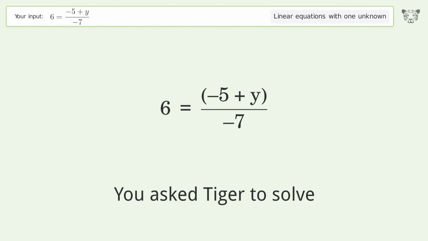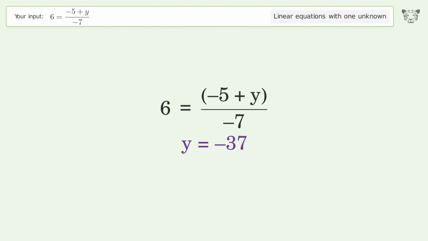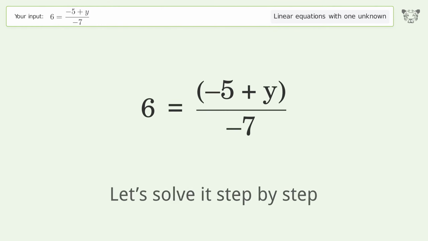You asked Tiger to solve this. This deals with linear equations with one unknown. The final result is y equals -37. Let's solve it step by step.